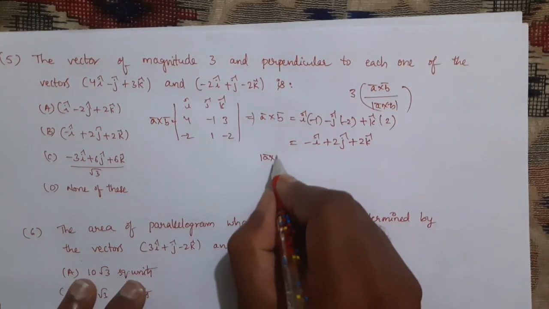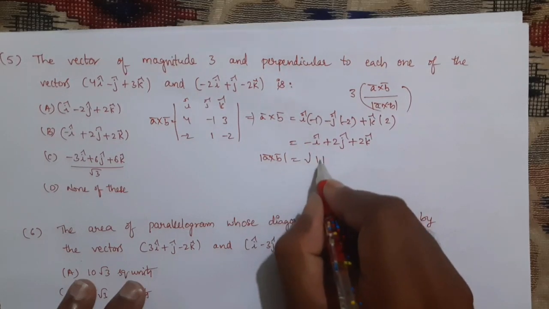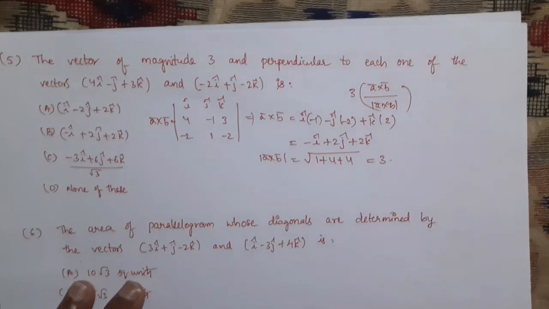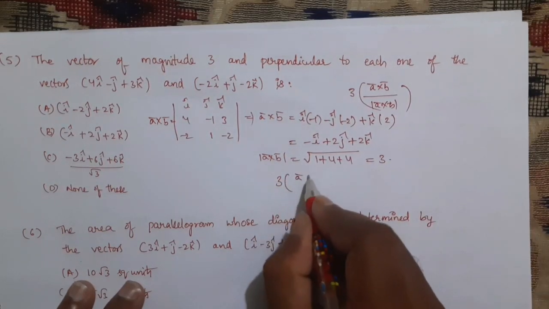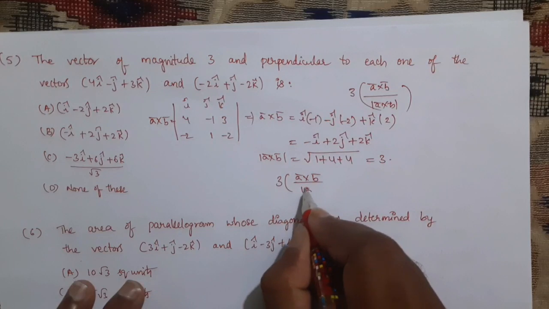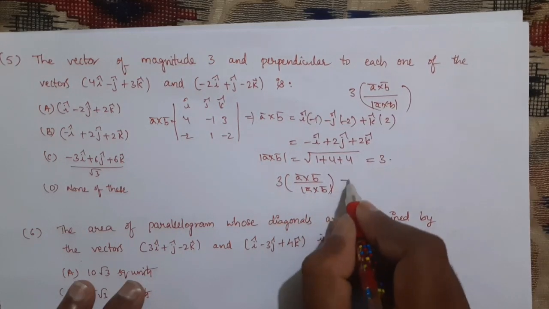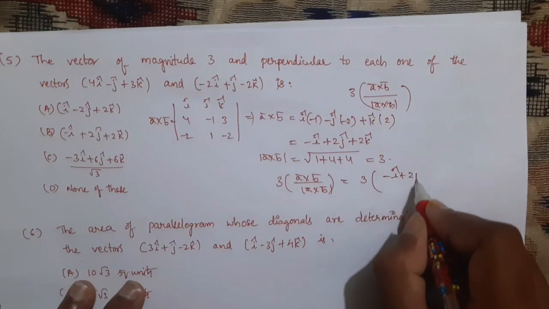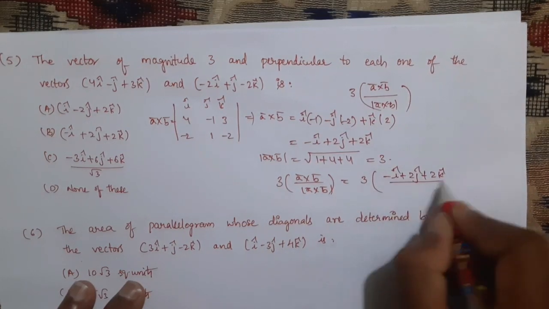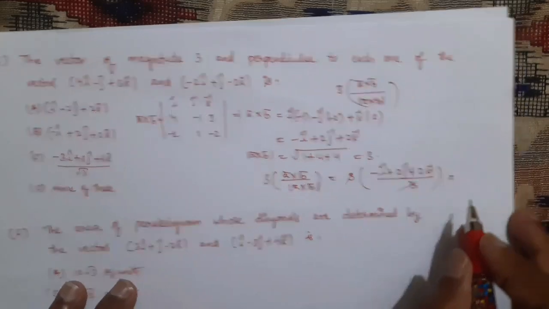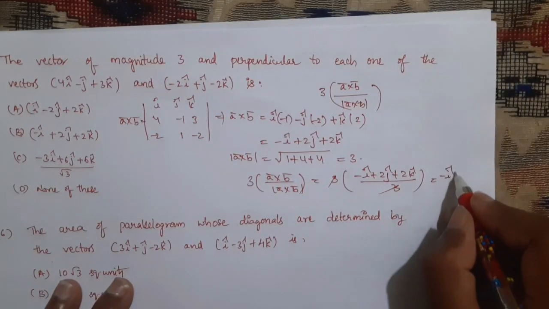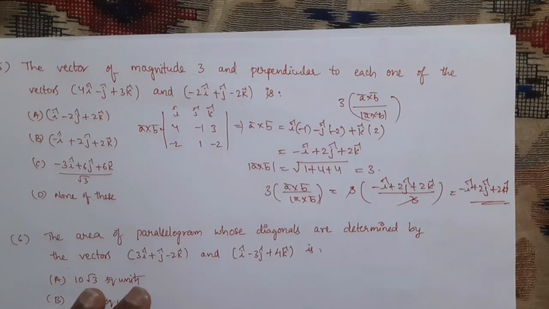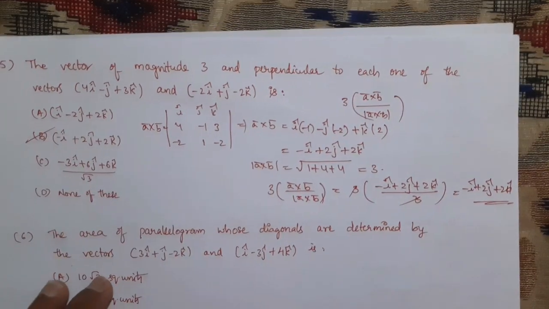So modulus of a bar cross b bar, what we will get? Square root of 1 plus 4 plus 4, which is square root of 9, nothing but 3. Now finally 3 into a bar cross b bar by modulus of a bar cross b bar. If you find, you will get 3 into minus i cap plus 2 j cap plus 2 k cap divided by 3. If you cancel these two, we will get minus i cap plus 2 j cap plus 2 k cap. So we need to observe the options, that is option B.